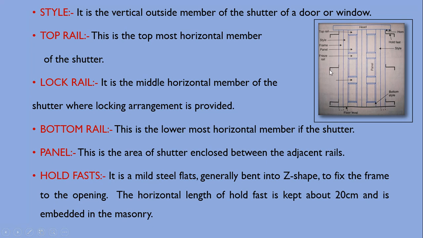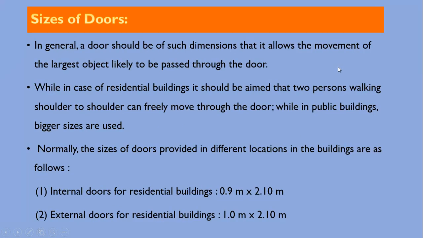It has a Z shape and normally this length is kept as 20 cm and normally it is made up of mild steel flat. What is the use of this hold fast? To provide fixity to the door frame into the masonry. So this is called as hold fast. So this is all about various technical terms associated with the door.